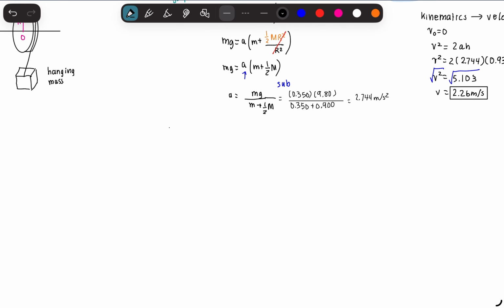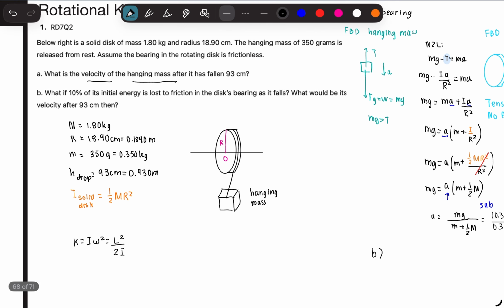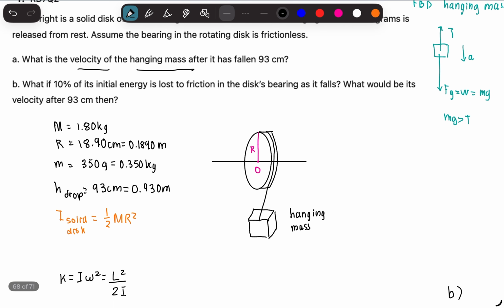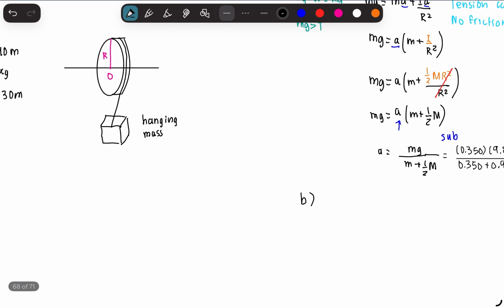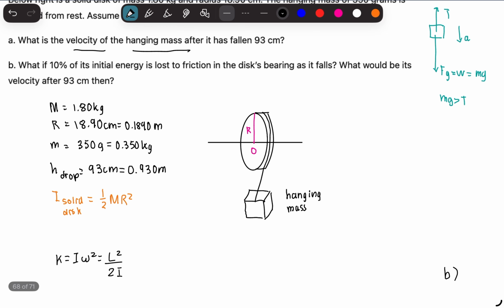Now, for part B, what if 10% of its initial energy is lost to friction in the disk's bearing as it falls? What would be its velocity after 93 centimeters then? So, if 10% of its initial energy is lost to friction, that means that 90% of gravitational energy becomes kinetic.